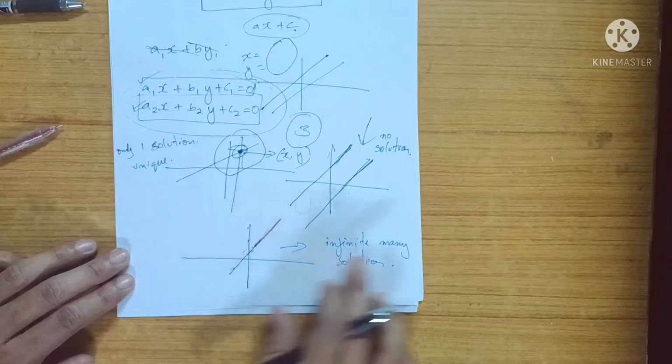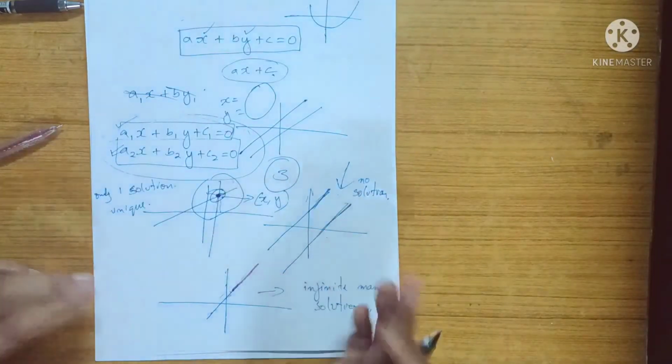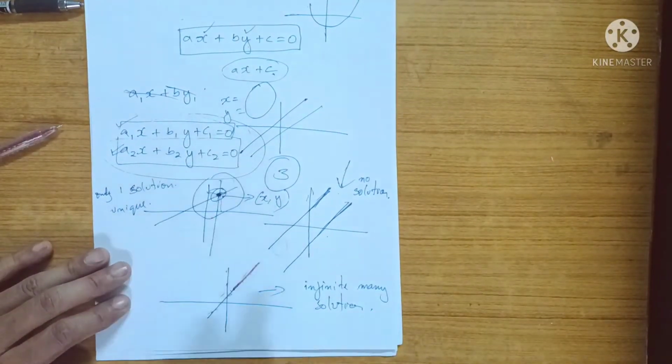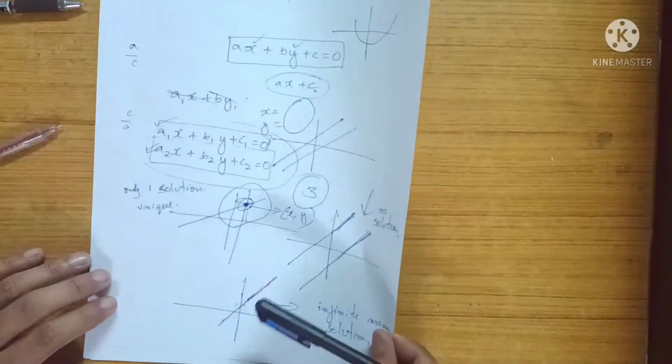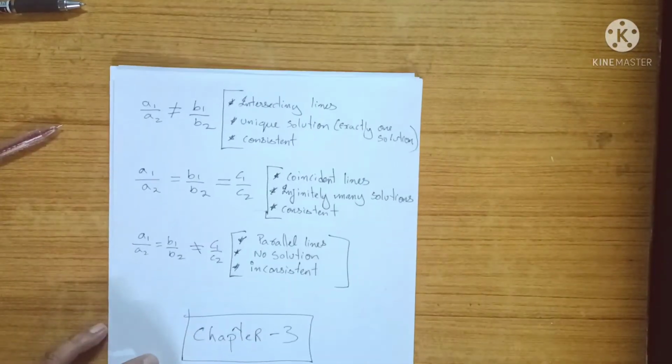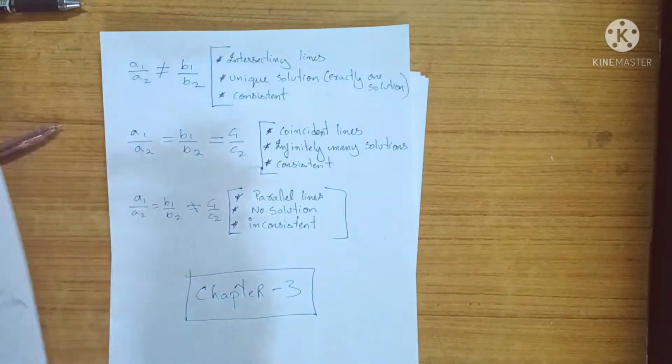So that's infinitely many solutions. This is no solution, and there's one unique solution. Okay. So this is the full set of what it is.